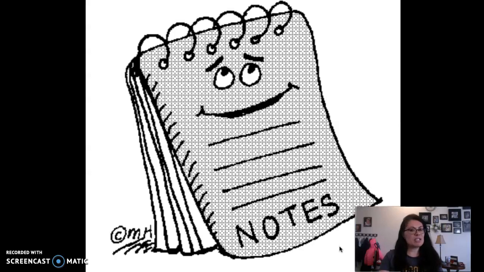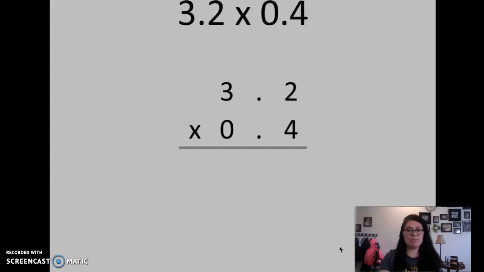So pay attention. If you need to write something down to help you remember, that would be great as well. So we have 3 2/10 times 4/10. Now at the very beginning, we're going to ignore these decimals and pretend they don't exist. So 4 times 2 is 8. 4 times 3 is 12. Very good.